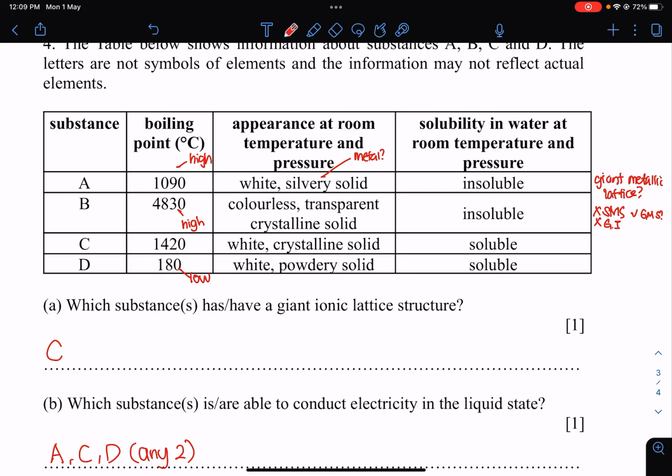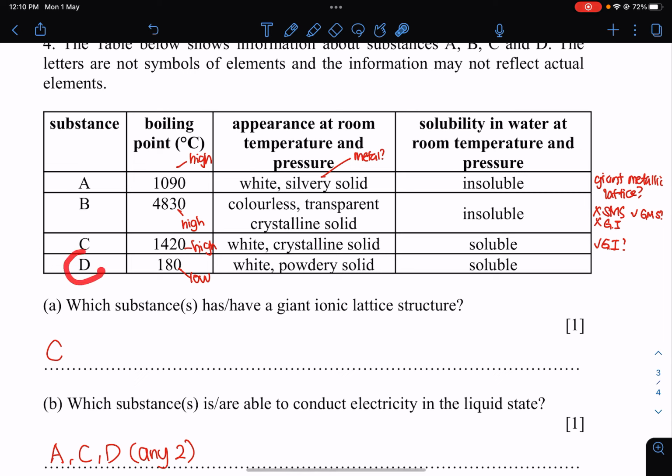Next, let's look at C. Boiling point, remember, since you said 1090 is high, 1420 is also high. They tell you that it is soluble in water at room temperature and pressure. Most likely it should be giant ionic. Why not everything else? Because look at the solubility. Your giant metallic, your GMS, and your SMS will be insoluble in water at room temperature and pressure. So this has to be your giant ionic. In fact, they already told you it's a crystalline solid, which means it consists of crystals. The full name for your giant ionic lattice structure is actually giant ionic crystal lattice structure.